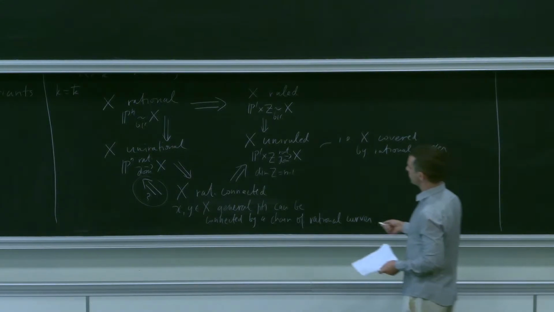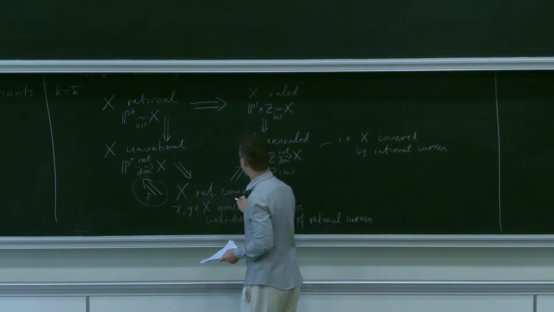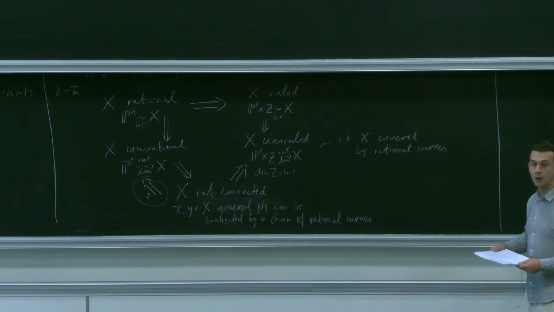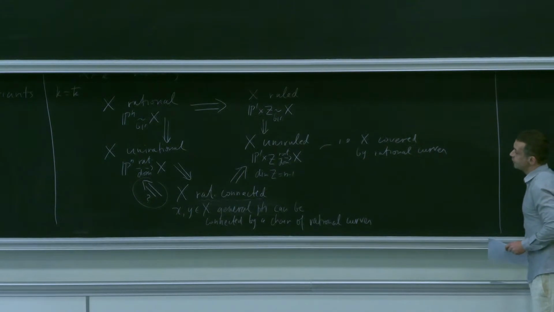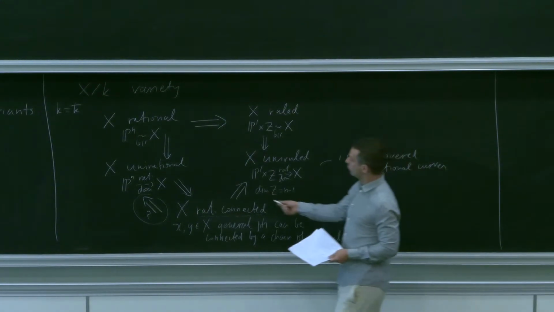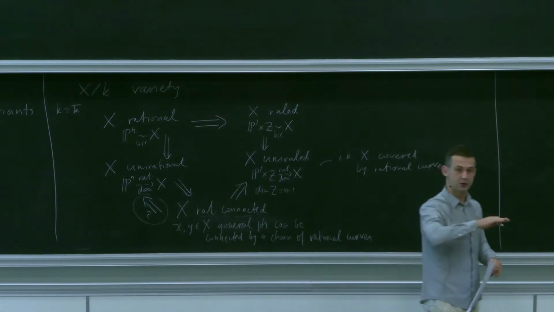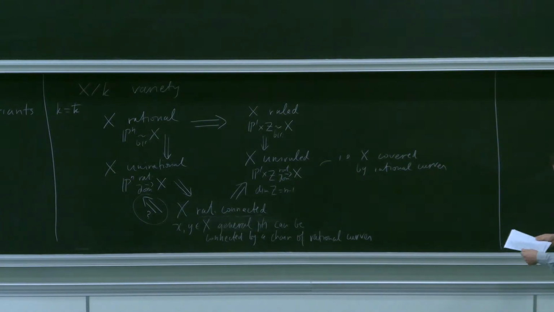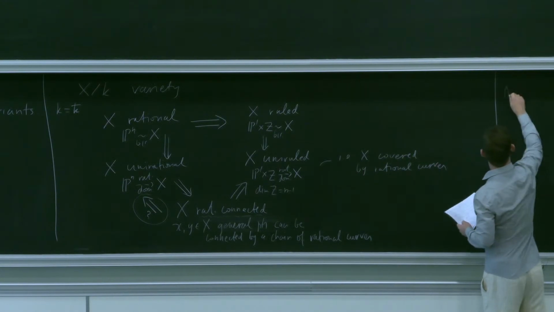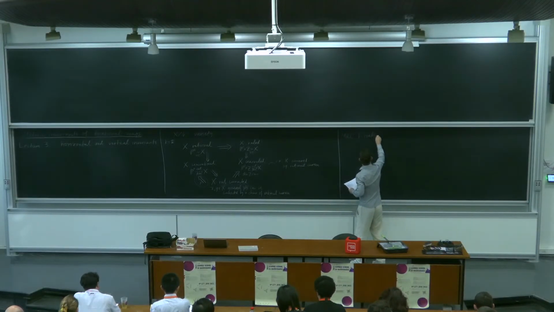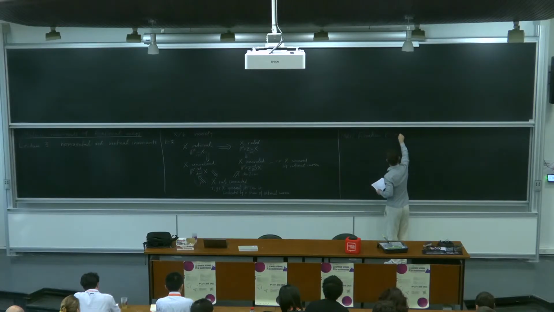So this is relevant for today because we'll be looking at MRC fibrations. If your variety is not rationally connected, you can separate it into a rationally connected direction and the complementary direction. So there's something called the MRC fibration. MRC means maximally rationally connected.